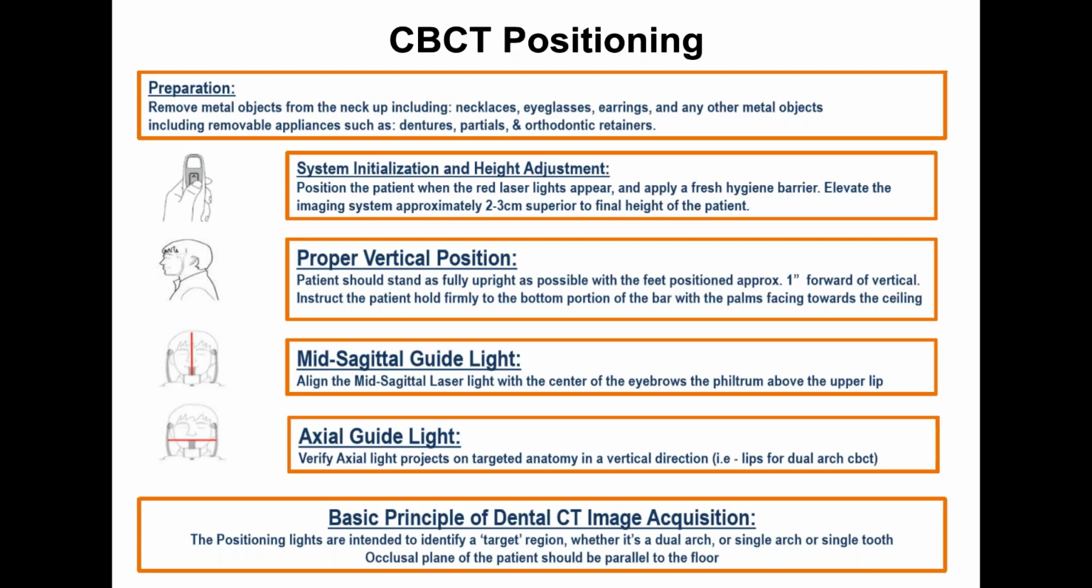First, we pull our trigger button to adjust the height of the machine, approximately 1/2 inch under the chin, and our vertical position, having them stand fully upright as possible, feet approximately 1 inch forward, holding underhand, which helps get those shoulders down, biting on that bite stick, and then we move on to the mid-sagittal light and our axial light. And you did talk about that, holding with their palms facing up.